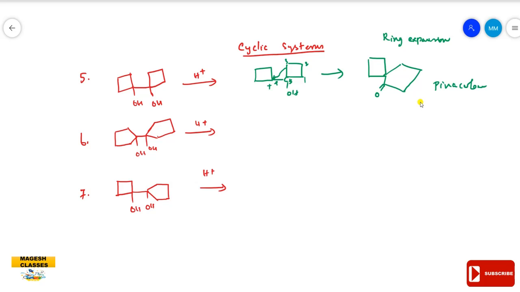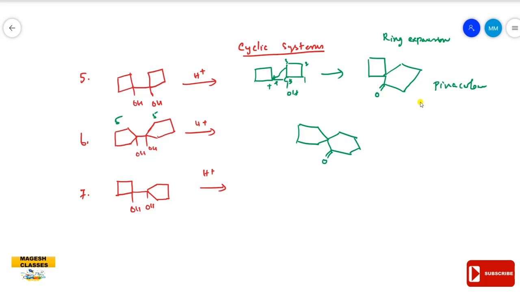Let us see this example. It is symmetrical one. Here it is 5-membered and 5-membered. From the examination point of view, you can write the product like this. So it is a 5-member, and the other 5-member ring is expanded to the 6-member, and in the alpha position there is a carbonyl group. So this is the product.